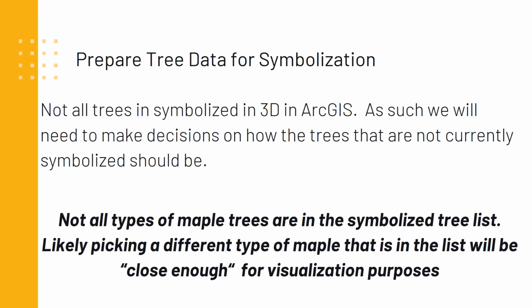Next, we're going to prepare our tree data for symbolization. It's important to realize that not all trees are symbolized in 3D in ArcGIS. As such, we need to make some decisions on how the trees that are not currently symbolized should be shown. So, for example, not all maple trees are in the symbolized tree list. Likely picking a different type of maple on the list will be close enough for this visualization purpose.